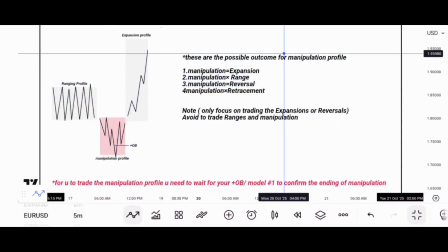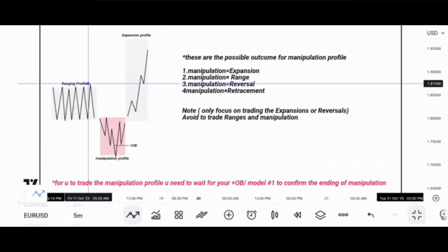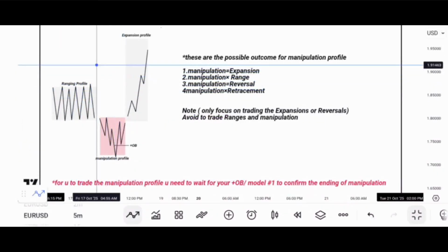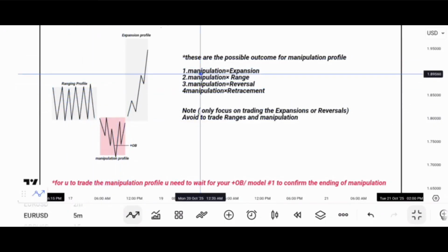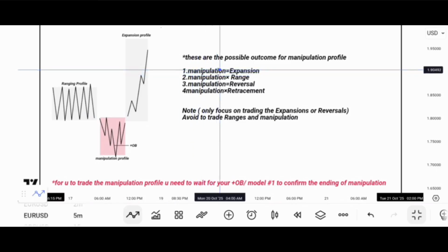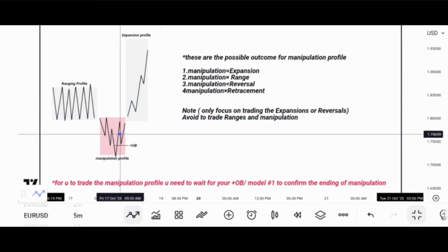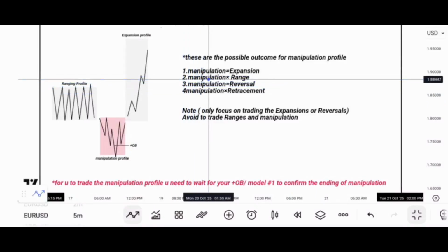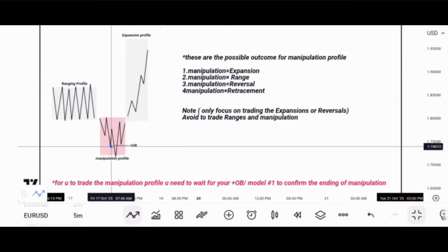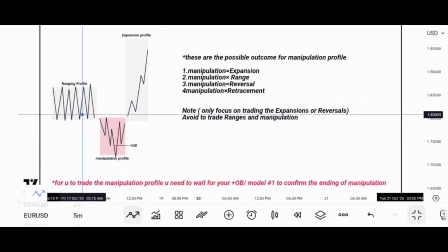So these are the possible outcomes when we are looking at this market profile that we are dealing with here, which is a ranging profile. Number one, after manipulation, we can get expansion. After we got this manipulation, we can get expansion. After manipulation, we cannot get a range. After price manipulated, it already gave us a range before, right?